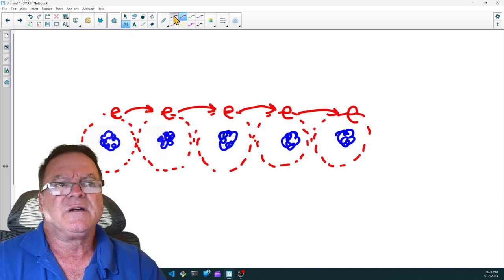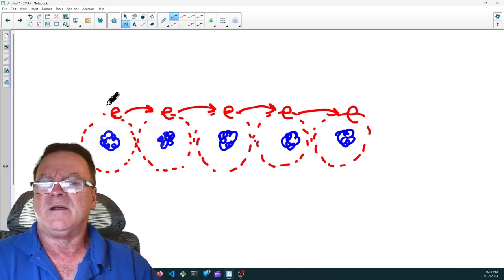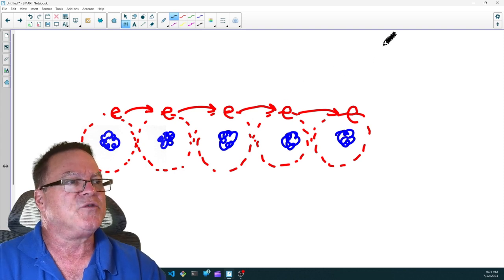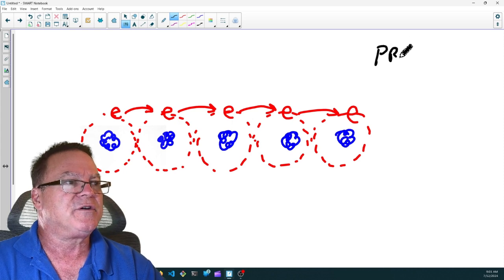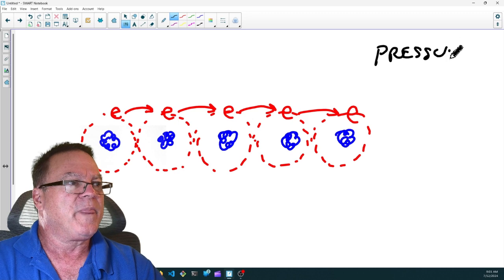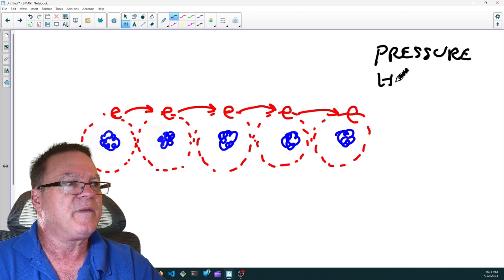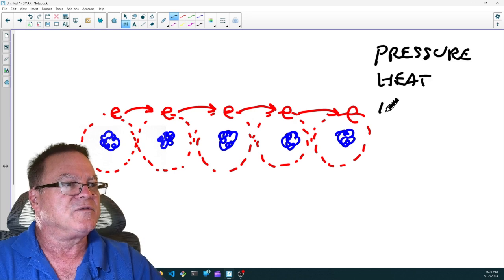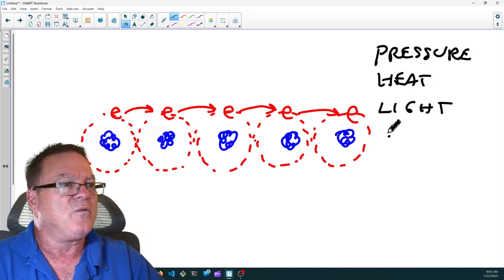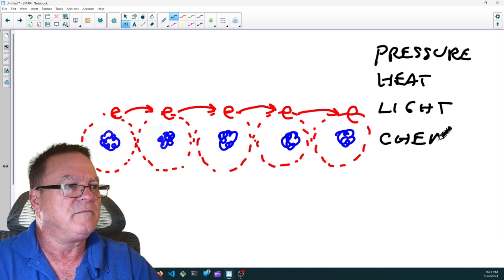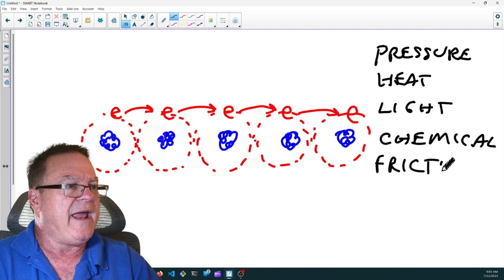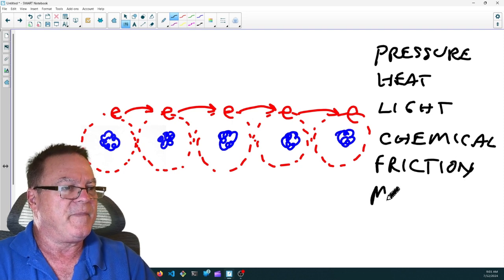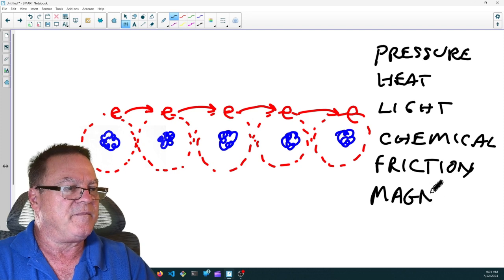There are 6 ways. Now I have to use my memory. There are 6 ways to move electrons from atom to atom. We can use pressure. We can use heat. We can use light, chemical, friction, that's the one, and magnetism. Magnetism's the big one. Okay.